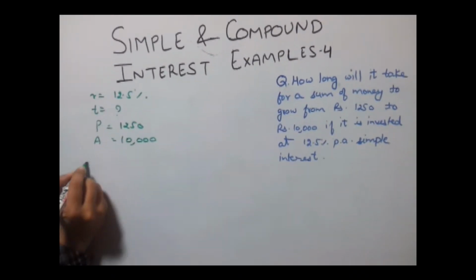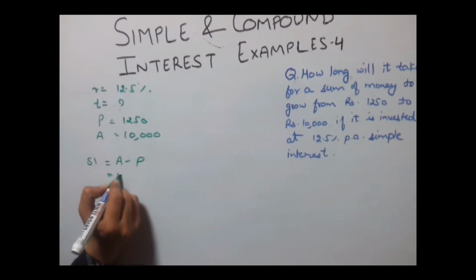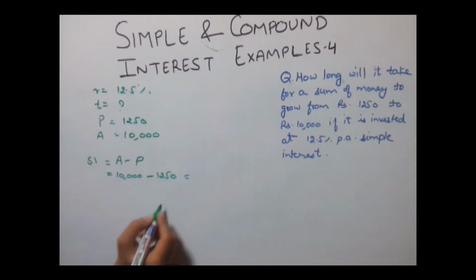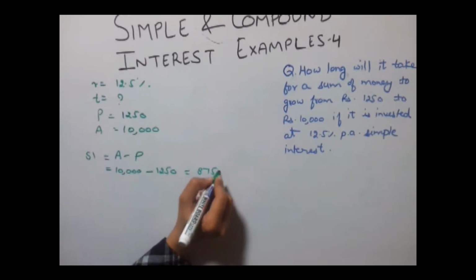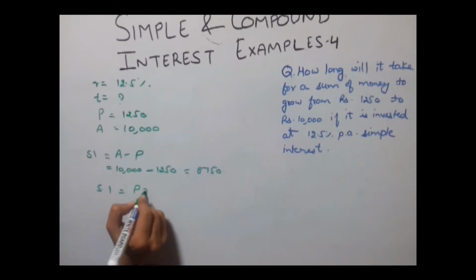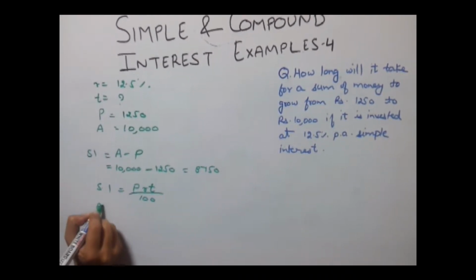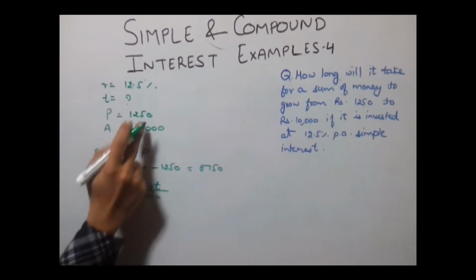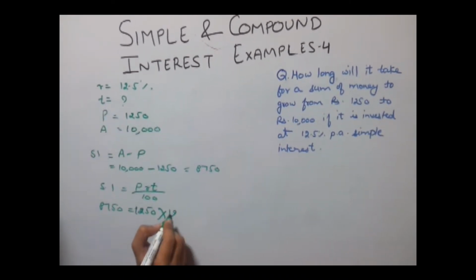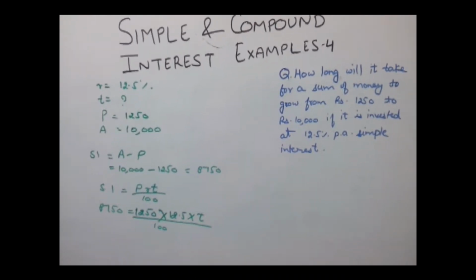So simple interest in this case would be found using the formula A minus P. A is 10,000 minus 1250, which gives us 8750. Now using the basic formula of simple interest, P into R into T upon 100, simple interest is 8750. P, which is 1250, into R 12.5, into T we need to find, upon 100.